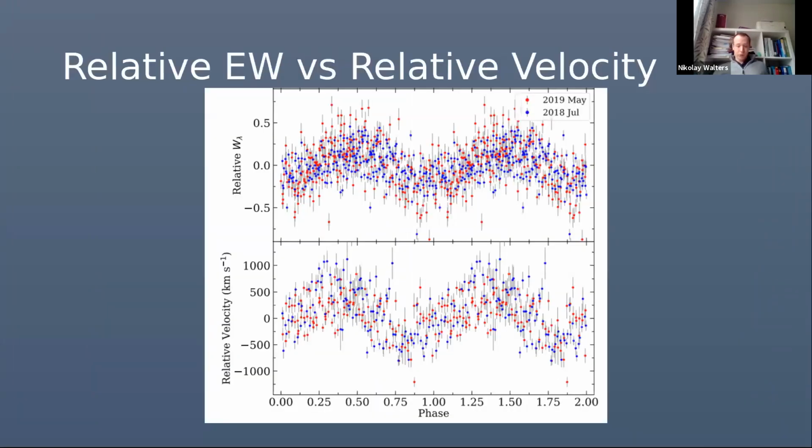To quantify emission strength, we measured equivalent widths, which are shown in the top panel, and these were phase folded on a 2-hour rotational period. To measure shifts in central wavelengths, we fit the emission features themselves and then used the fit parameters as a proxy. For example, we fit the emission with Gaussians and used the means as a representation.